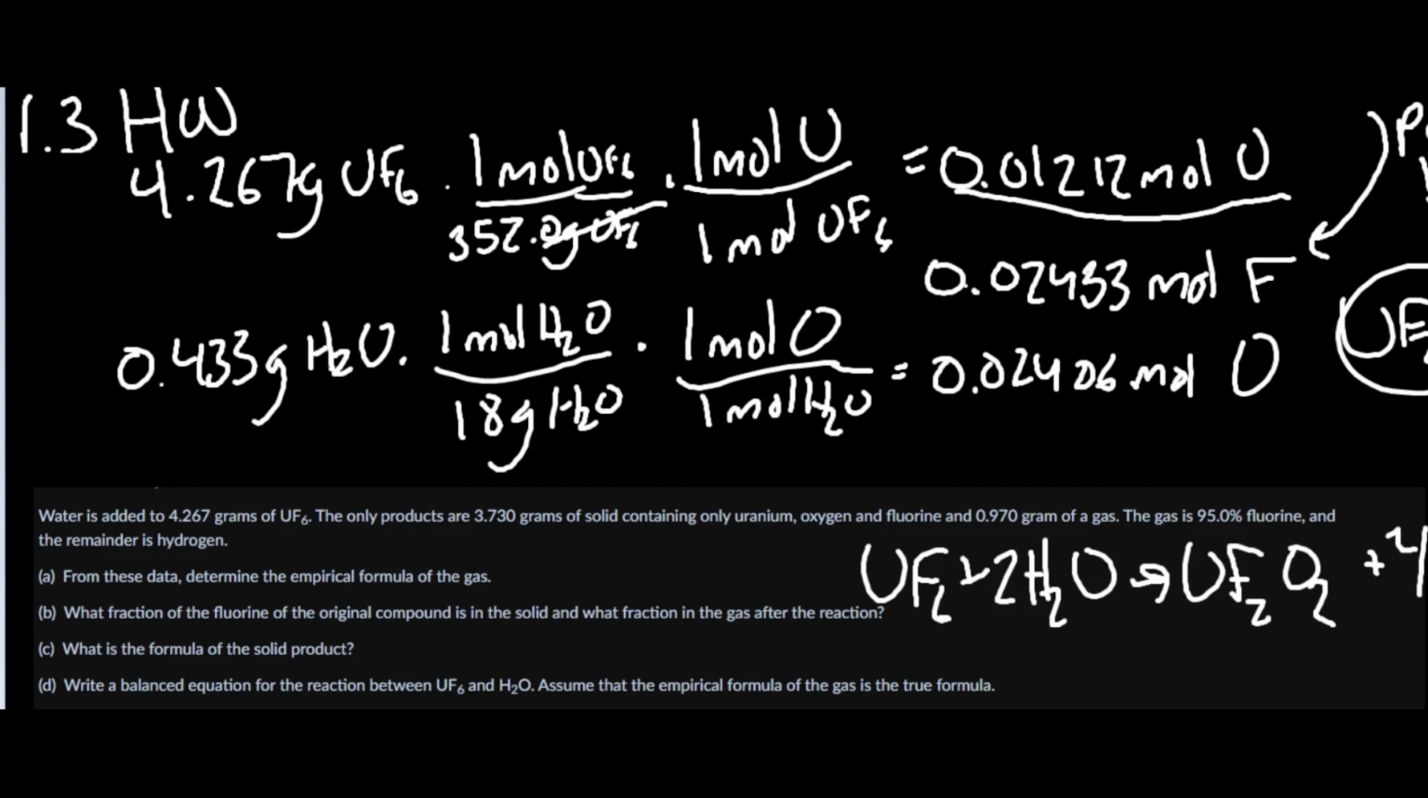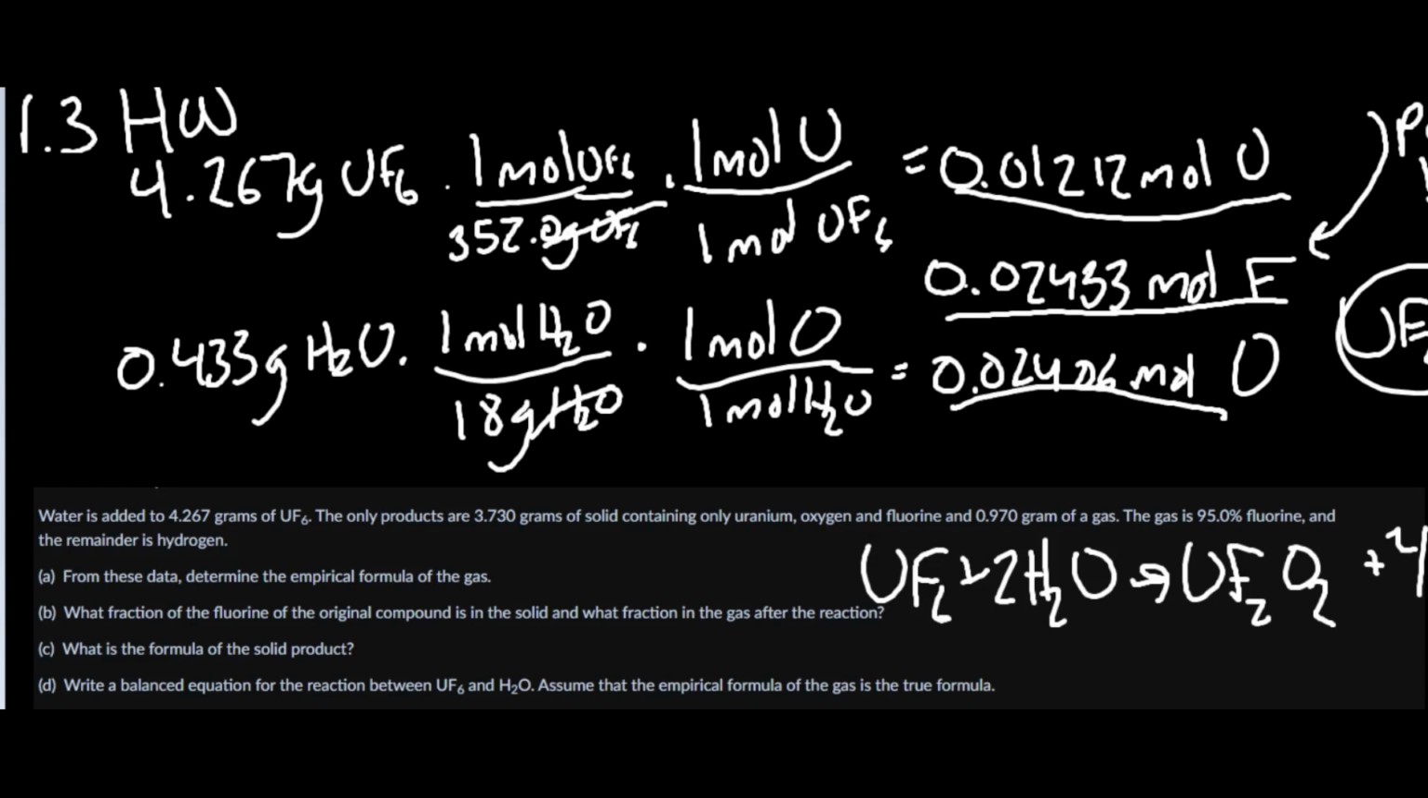It's a pretty straightforward calculation, so you'll get 0.01212 moles of uranium. And then from part B, we find that it is 0.02433 moles of fluorine, because we know that 33% of the fluorine was in the solid, based off of my answer in part B, and 33% is this amount. So yeah, we know that. And then finally, for the water, we are just going to do the same method. We're going to find our moles, and then we use our conversion. We know that there's 1 mole of oxygen in 1 mole of water, so it's still going to be a pretty straightforward calculation, and we will get 0.02406 moles of oxygen.